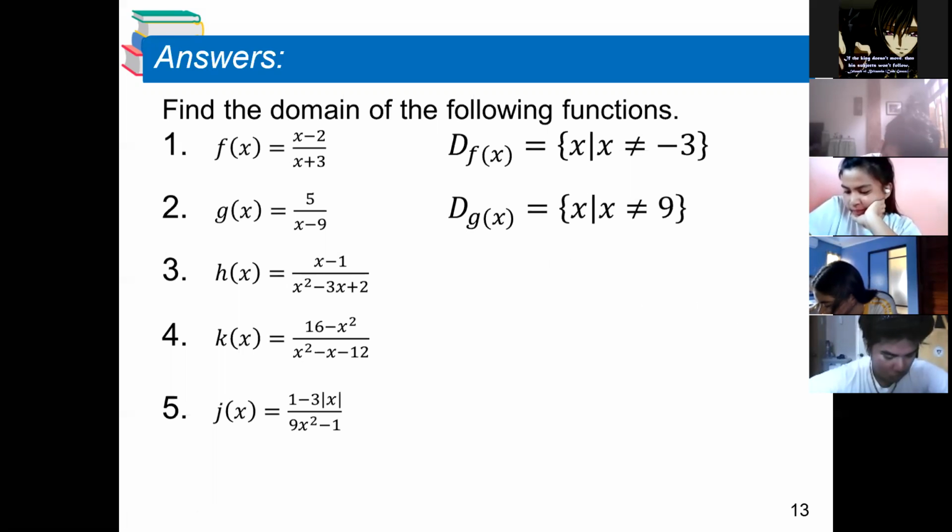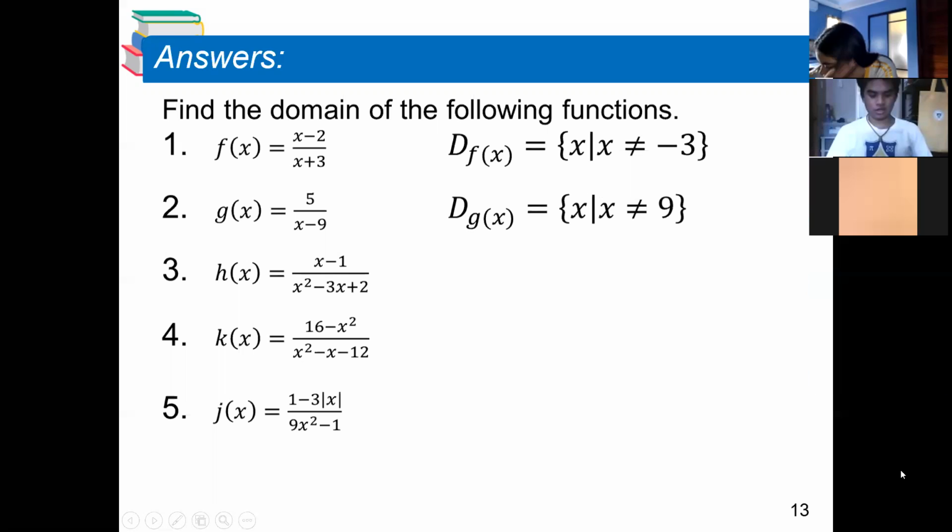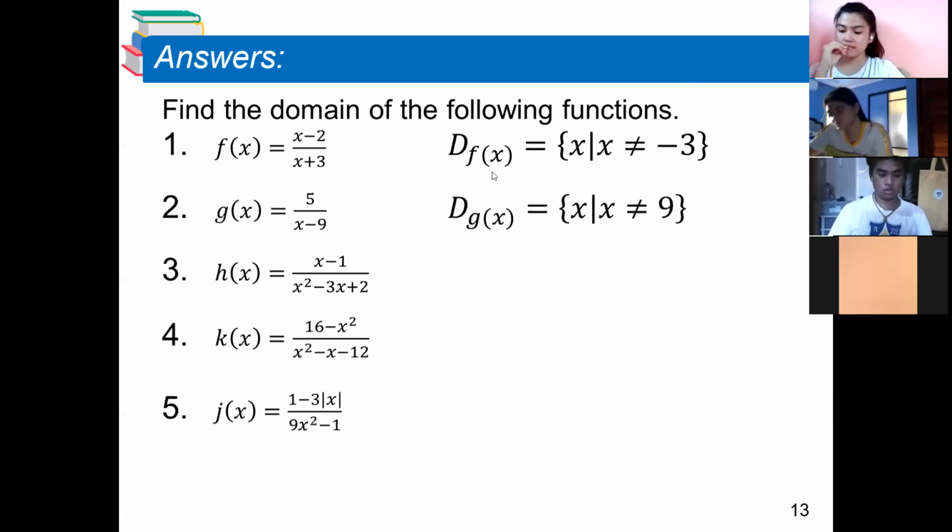I hope we already have an answer. Sean? I have it, sir. Okay, Sean, please give us your answer. The answer is the domain of function h of x is equal to the set of values of x such that x is not equal to negative 1 and positive 2, sir.